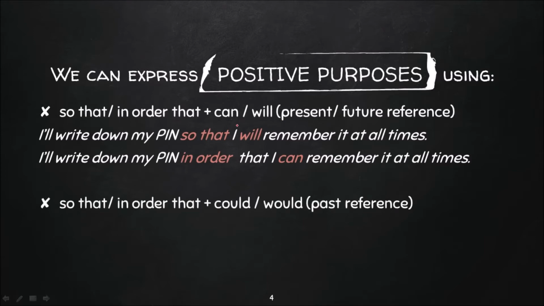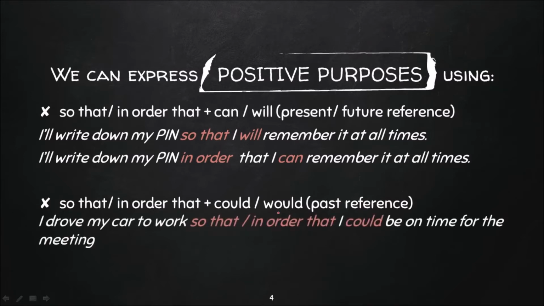Or we can use the same words, so that, in order that, but with different modal verbs, with could or would, which refer to the past. I drove my car to work so that I could be on time for the meeting, or in order that I could be on time for the meeting.